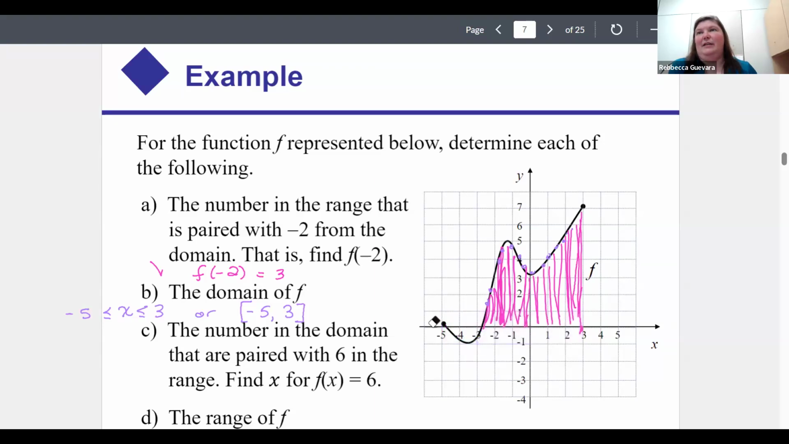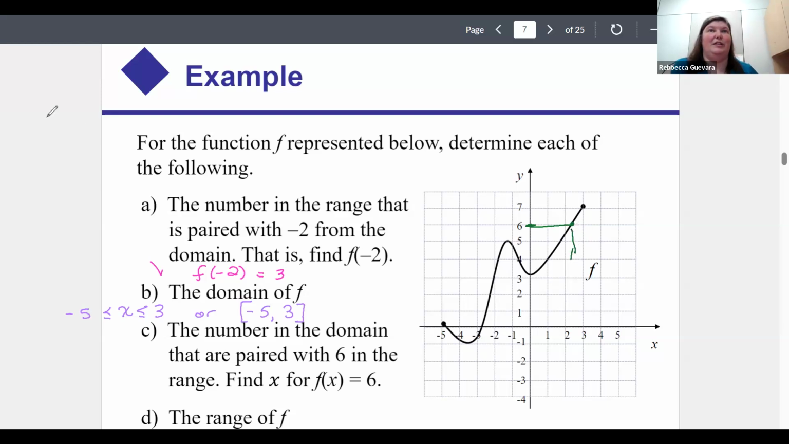So let me get this off of here. Now we're going backwards this time. So we wanted to find the number in the domain that is paired with 6 in the range. So what we're trying to find is x if f of x is equal to 6. So this is where y equals 6. I hit the line here.